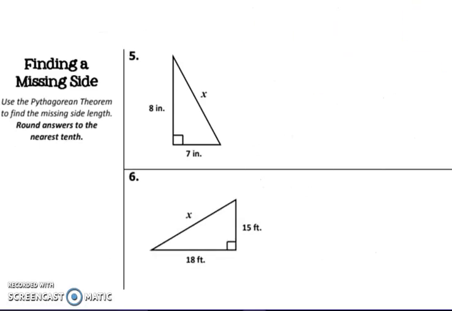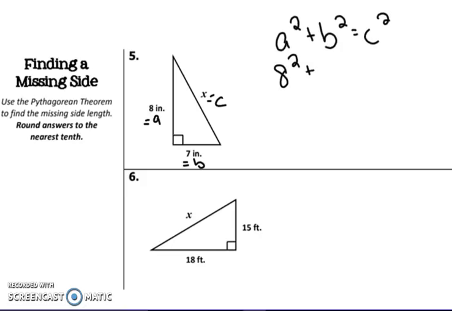Now, when it comes to finding a missing side, we're still using the same formula, but now we're going to use a little bit more algebra. When you're given a triangle, start by labeling your sides. C has to be your hypotenuse, opposite from your right angle. A and B, it doesn't matter which one is which. And then use your Pythagorean theorem: A squared plus B squared equals C squared. If I plug it in, I have 8 squared plus 7 squared equals x squared.